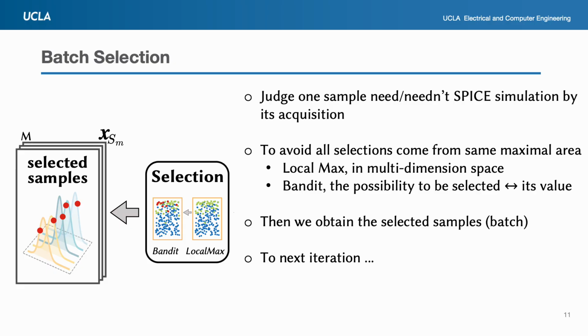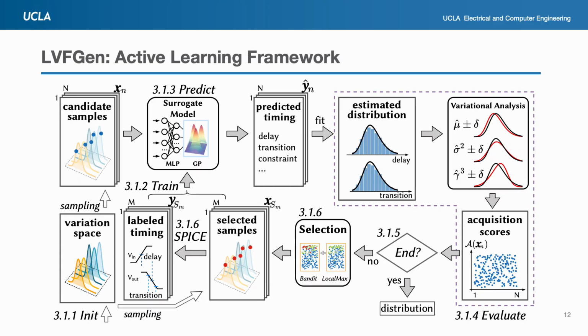The idea of it is that the possibility to be selected comes from its value. After that, we obtain the selected sample batch, and we use these samples to do the spec simulation and to perform the next iteration. Now we have gone through one iteration for LVF gene, and let's go back to the overview and then go to the experiment part.